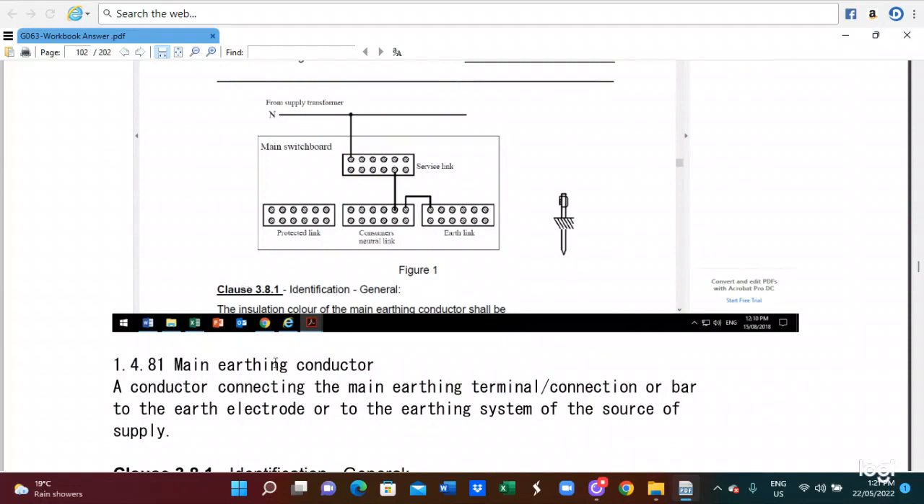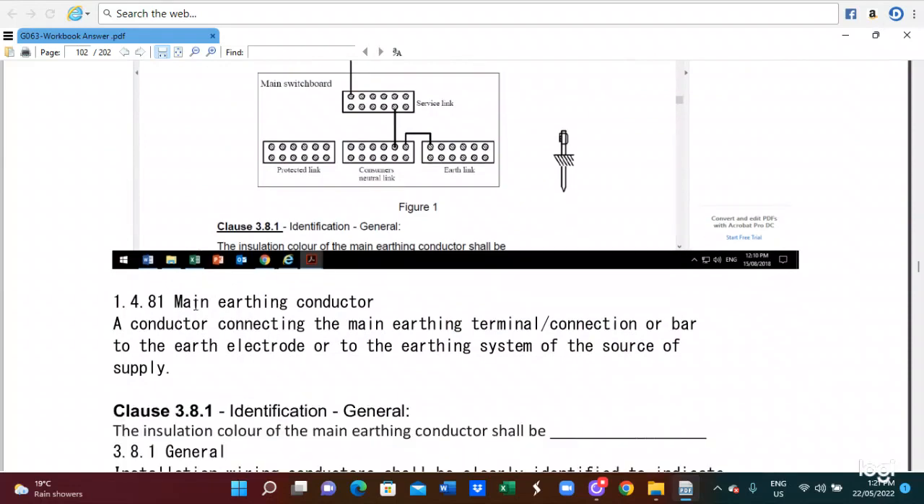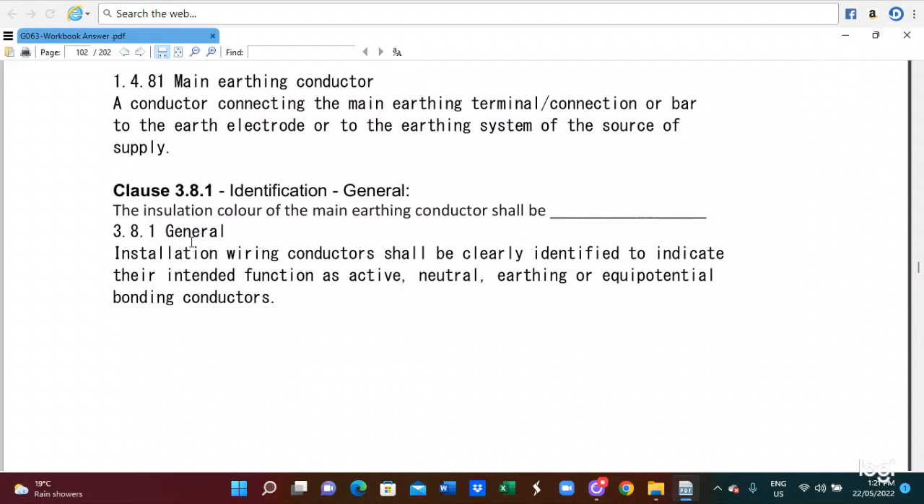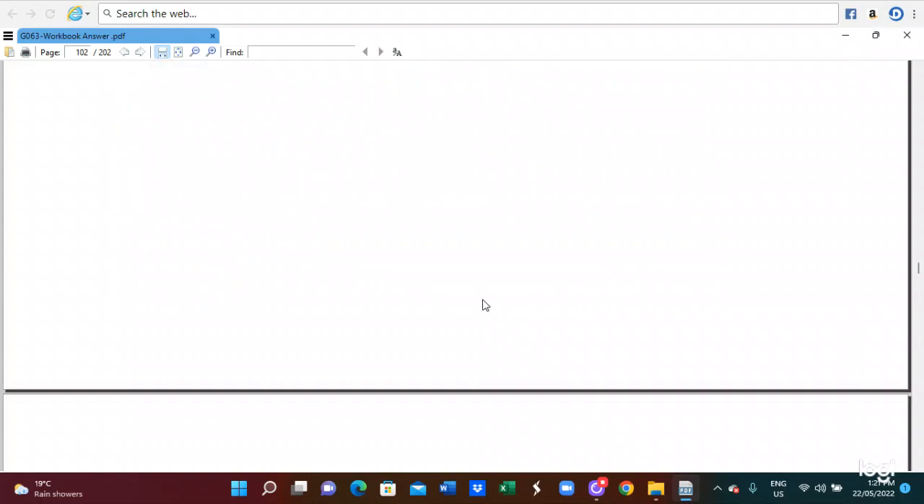Main earthing conductor is defined in 1.4.81. It is the conductor connecting the main earth terminal or connection bar to the electrode or to the earthing system of the source or the supply. So this is the main earthing conductor. Identification, you have to refer to 3.8.1. The installation of the earthing conductor shall be clearly identified to indicate its identified function as an earthing conductor or the equipotential bonding conductor.